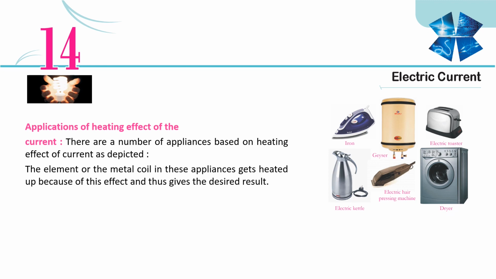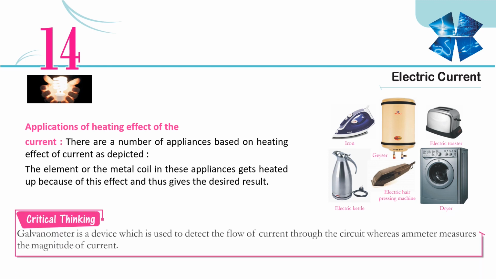Applications of heating effect of the current. There are a number of appliances based on heating effect of current as depicted. The element or the metal coil in these appliances gets heated up because of this effect and thus gives the desired result. Critical thinking. Galvanometer is a device which is used to detect the flow of current through the circuit, whereas ammeter measures the magnitude of current.